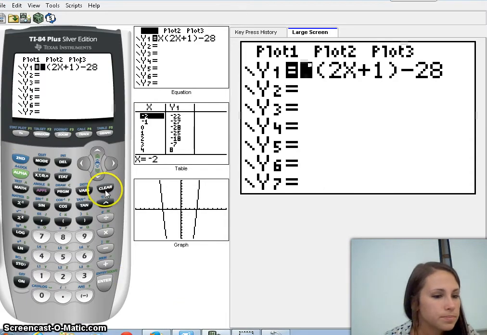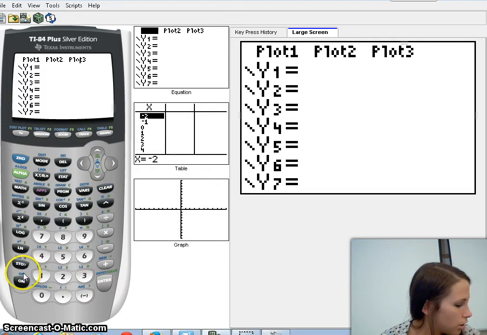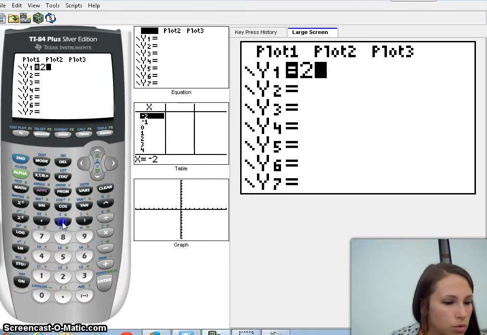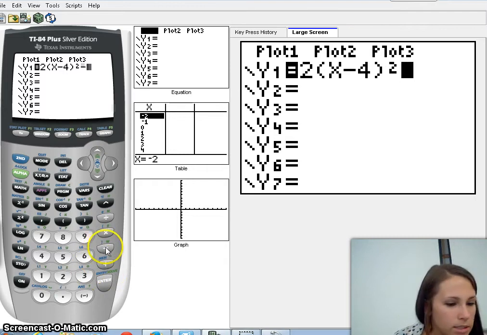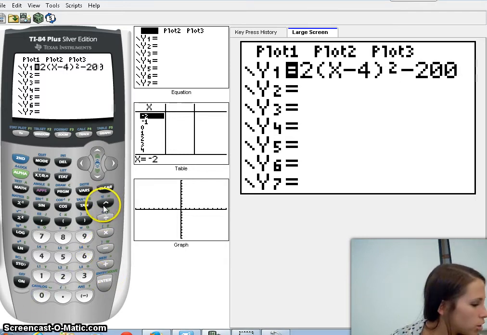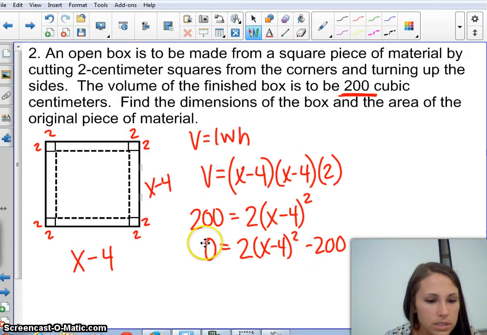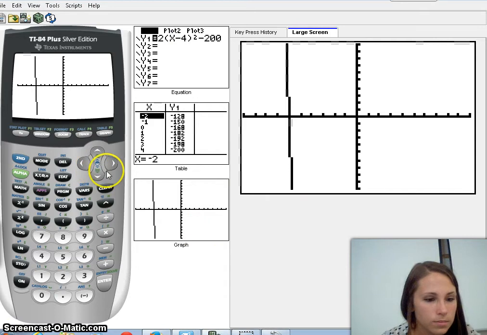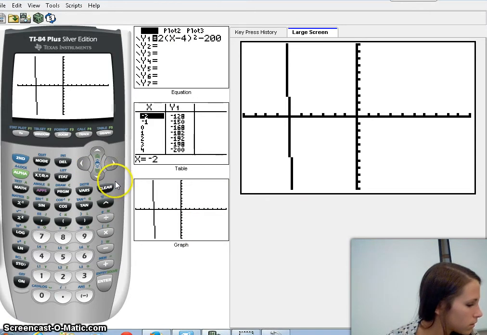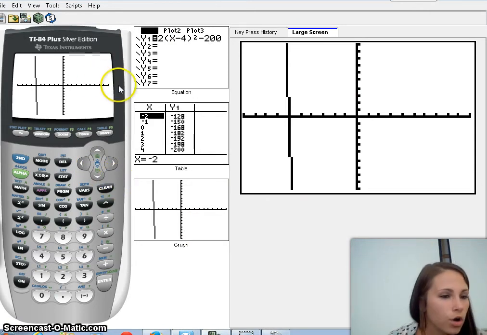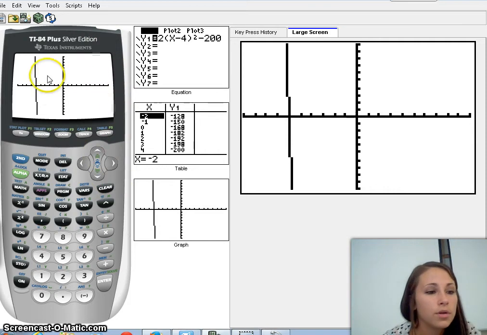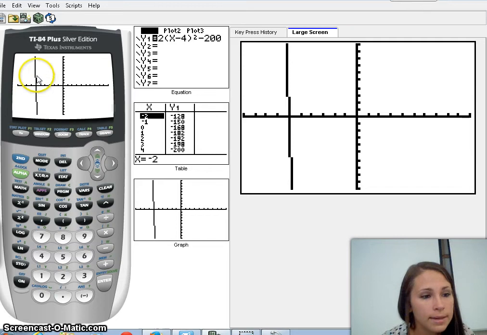So I'm going to go plug this in. I'm plugging in 2 times x minus 4 squared, and then subtracting that 200, and I'm trying to find the dimensions. When I did that, I had this set equal to 0, so that tells me I'm going to find a 0. Now, it doesn't make sense for this 0 to be negative. It doesn't make sense for me to have a negative value for my dimension.